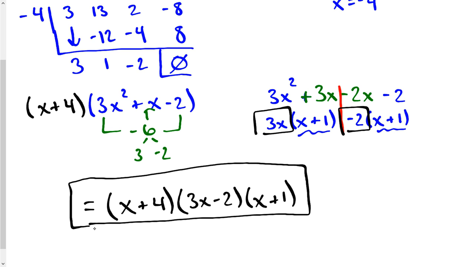There's nothing else I can do to factor this any further. There's no GCFs, there's no factorable quadratics. These are all nice, pretty linear factors, okay? Which means tomorrow when we start talking about solving, it's going to be real easy to solve this, okay? So let's go take a look at another one.